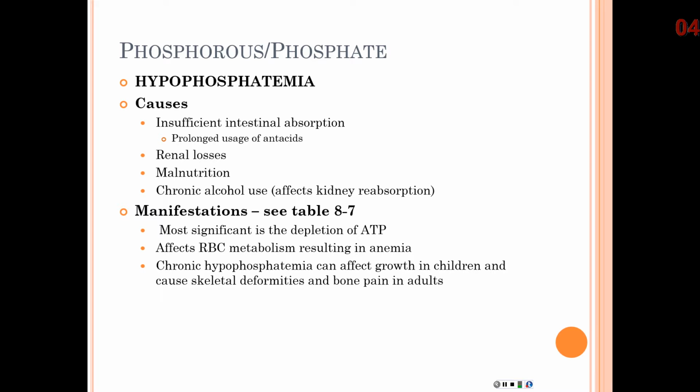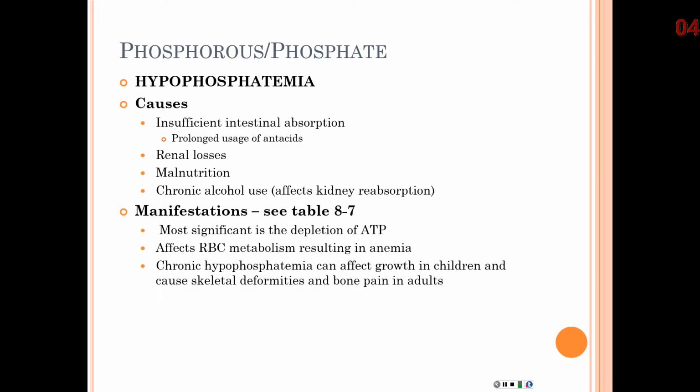Once again, you see things like paresthesias, confusion, and seizures in terms of CNS function, and it does affect the musculoskeletal system. But its most significant manifestation is going to be the depletion of ATP. So what you're going to see in hypophosphatemia is that phosphate will be grabbed from the bone to try to maintain normal phosphate levels. So that's part of where the bone pain comes in.